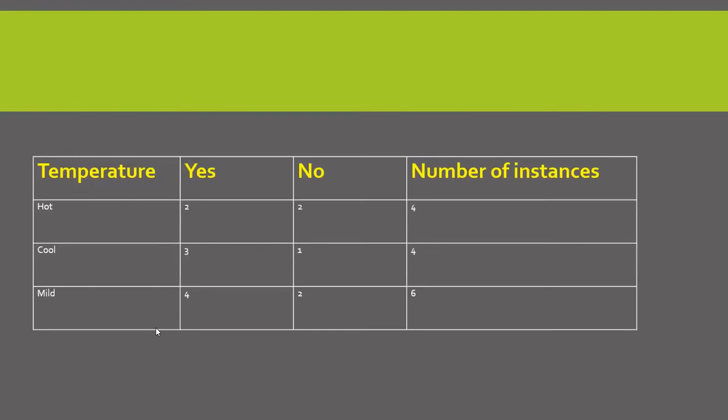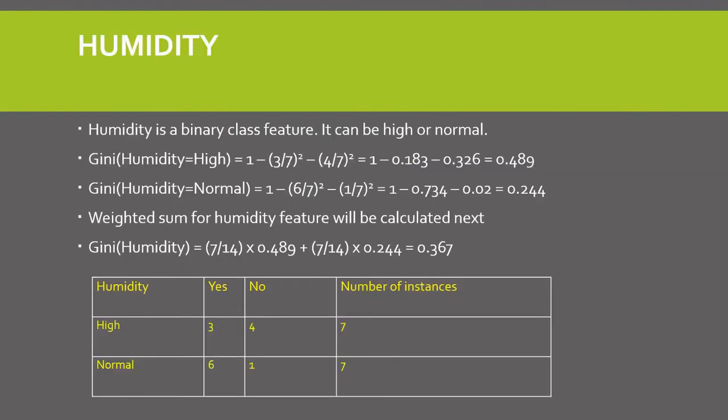Okay, now come to the next one, humidity. Humidity is high and normal. For high, 3 times yes and 4 times no, total instances is 7. For normal, 6 times yes and 1 time no, total is 7. Now the Gini index of humidity, the value is 0.367.